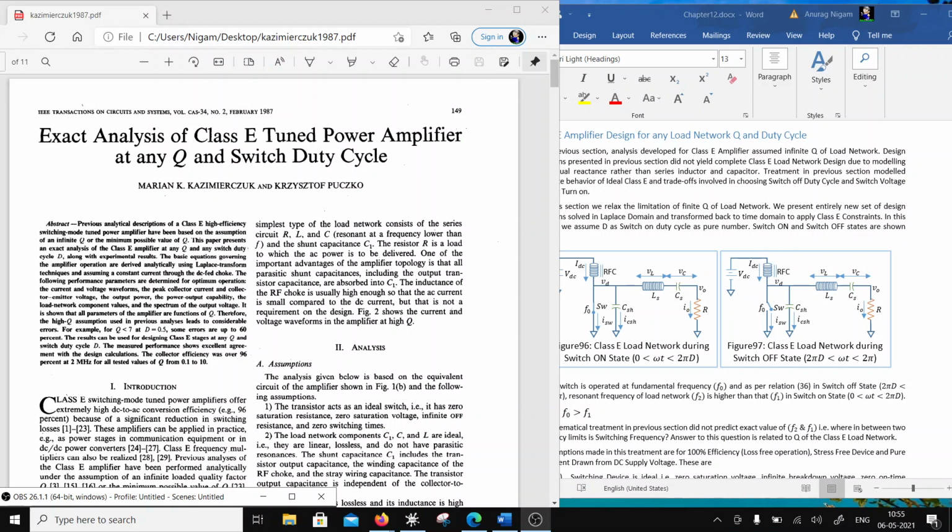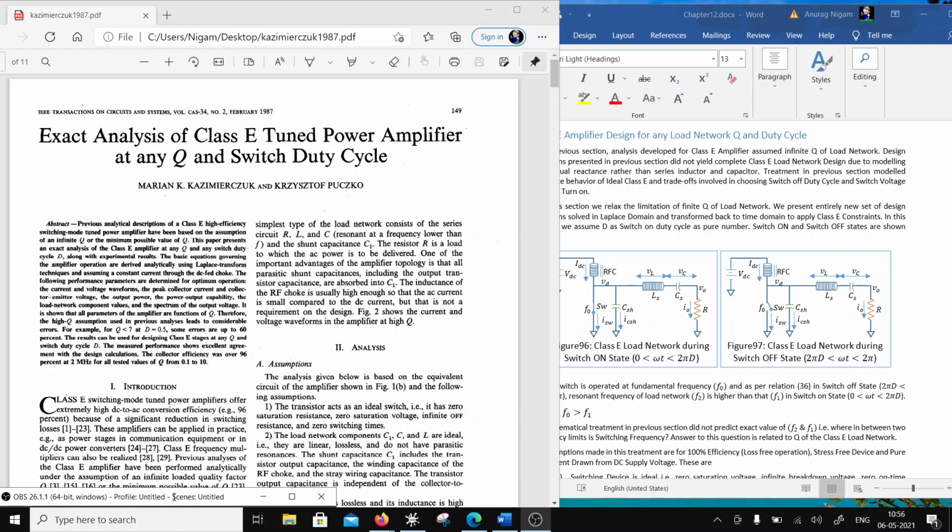Most of the work in this session is from a paper titled "Exact Analysis of Class E Tuned Power Amplifier at Any Q and Switch Duty Cycle." So this is the switch on duty cycle, right? And this is from IEEE Transactions on Circuits and Systems, February 1987. This is the most comprehensive, or a complete, treatment of a class E.